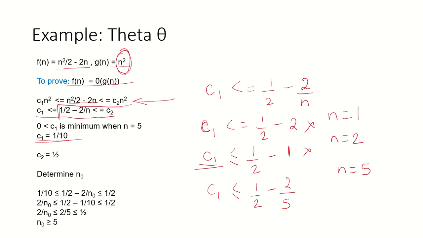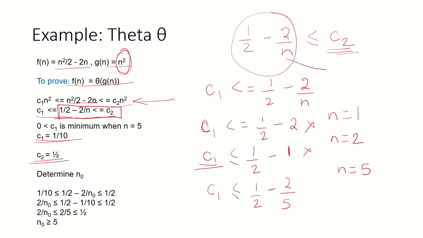Similarly, if we work this part of the inequality, 1/2 minus 2/n has to be less than or equal to c2. That means c2 has to be larger than the largest value over here. And this would be true when c2 is 1/2. Because if n becomes infinite, then this term would become 0 and c2 can be 1/2.